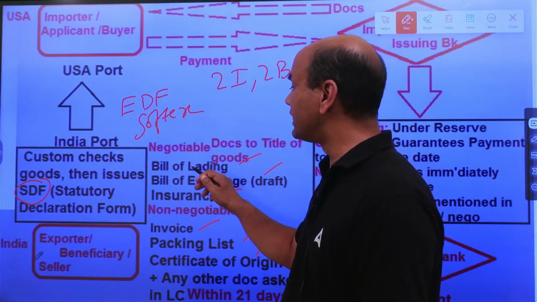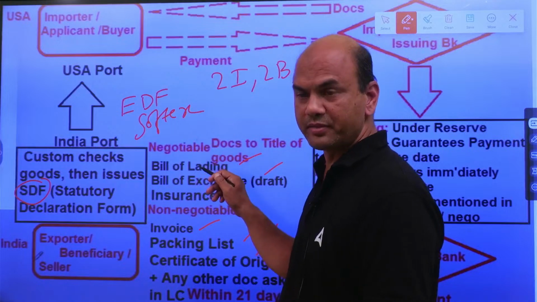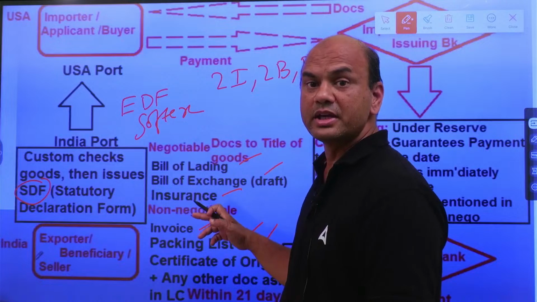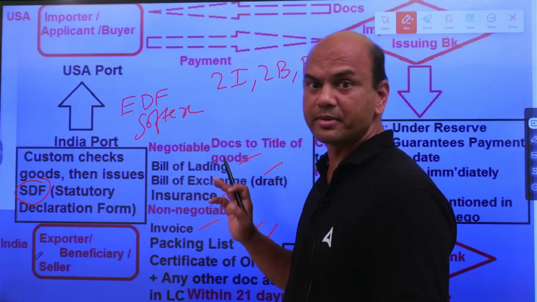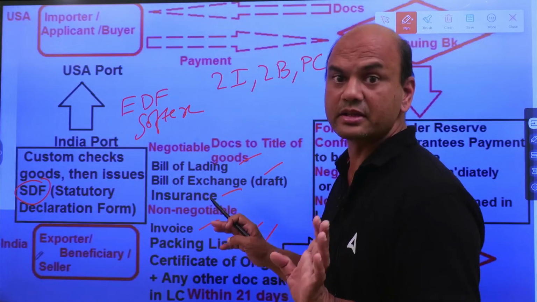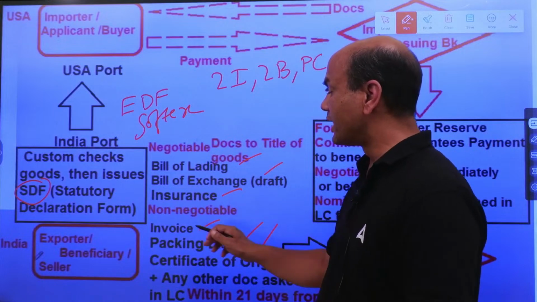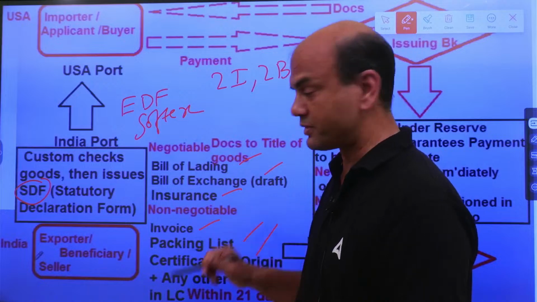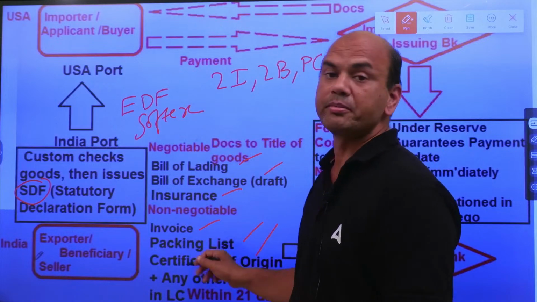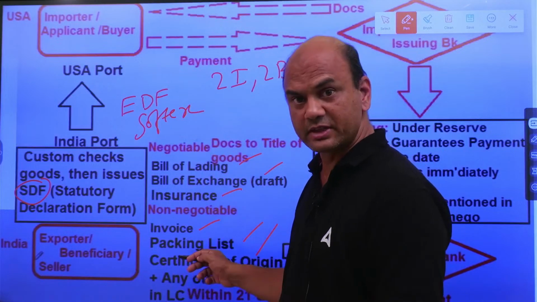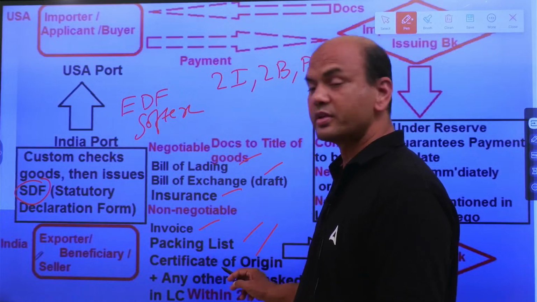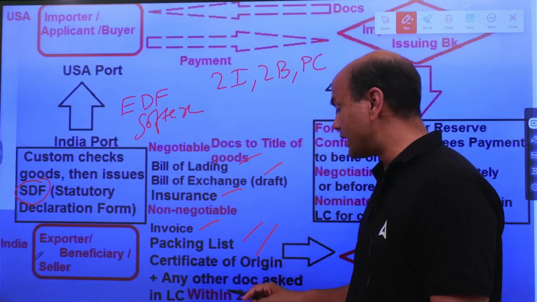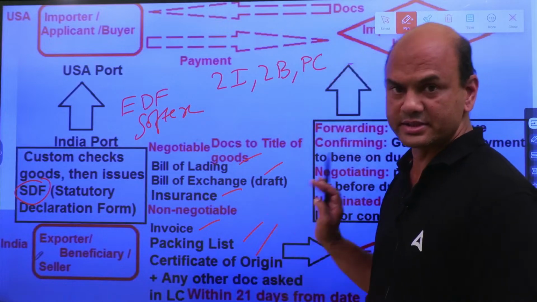The bill of lading will be given by the shipping company. Insurance will be given by the insurance company, separately: goods insurance, general insurance. The invoice will be prepared by the beneficiary himself. The packing list will also be prepared by the beneficiary himself. The certificate of origin will be given by the Chamber of Commerce. And any other document asked for in the LC.